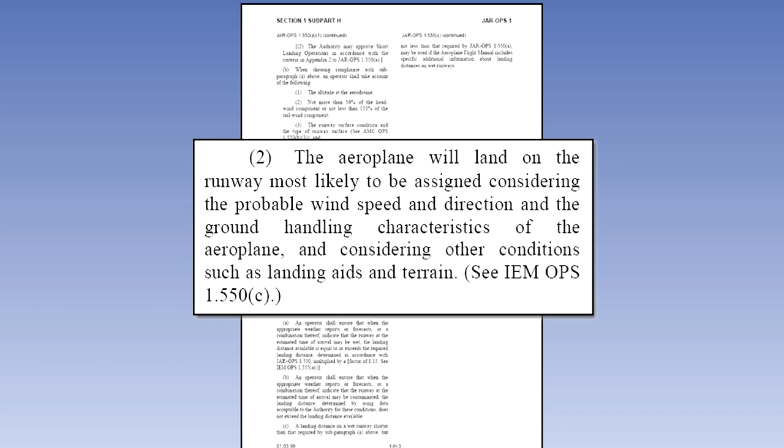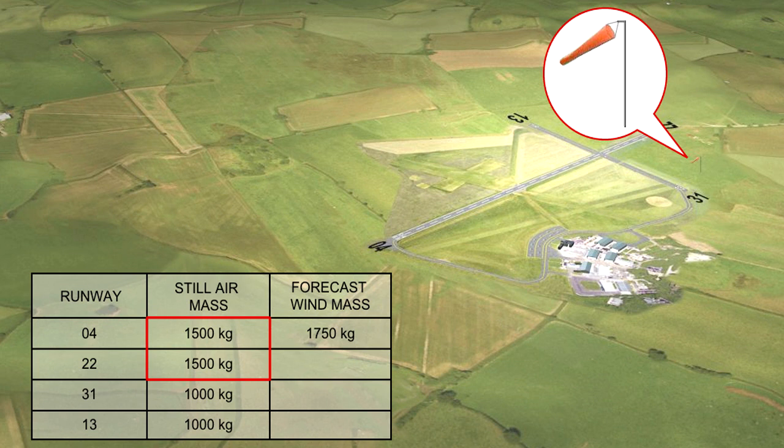The second dispatch assumption is that the aeroplane will actually land on the most likely runway to be assigned, considering the probable wind speed and direction. In this case, runway 04 has a strong headwind for the landing, which will allow the aeroplane to land at a much greater mass than if there were no wind. In our example, the headwind has increased the maximum landing mass to 1,750 kilograms.